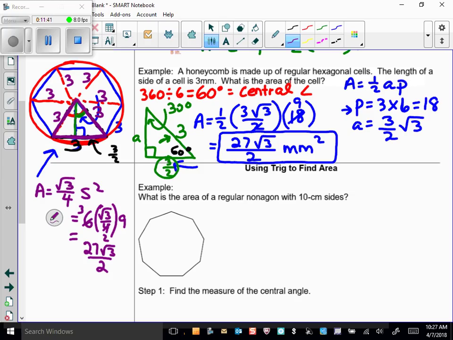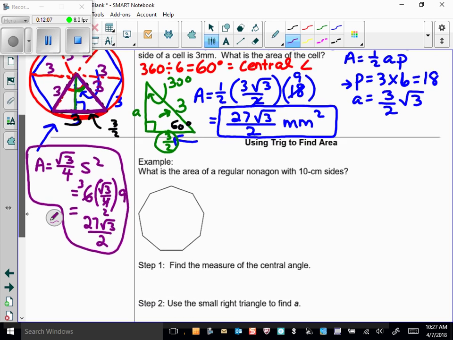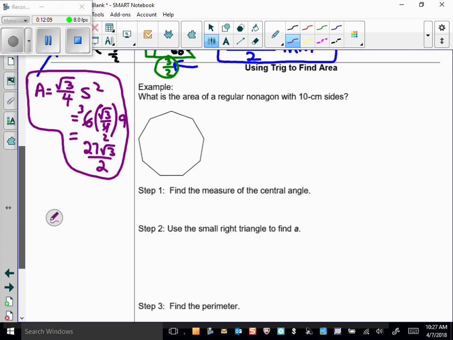So what I'm getting at here is remember that a regular hexagon is made up of 6 equilateral triangles, and the side length is the side length of the hexagon. So whenever you have to find the area of a regular hexagon, you can find the area of one of those equilateral triangles, multiply it by 6, and then you got the area of the hexagon.